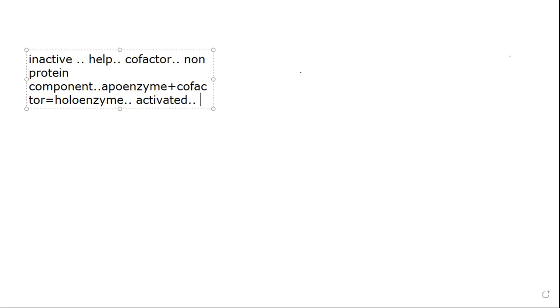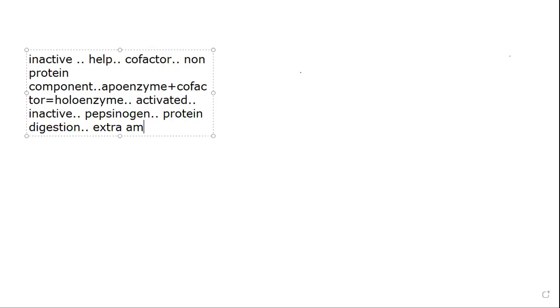Now we have some enzymes that are secreted in inactive form. For example, pepsinogen. Pepsinogen is the enzyme that is mainly responsible for the starting of the protein digestion in the gastric cavity, in the stomach, but pepsinogen is secreted in inactive form. Why is pepsinogen secreted in inactive form? Because it has an extra polypeptide extension on the active site. This polypeptide extension has to be removed to activate it.